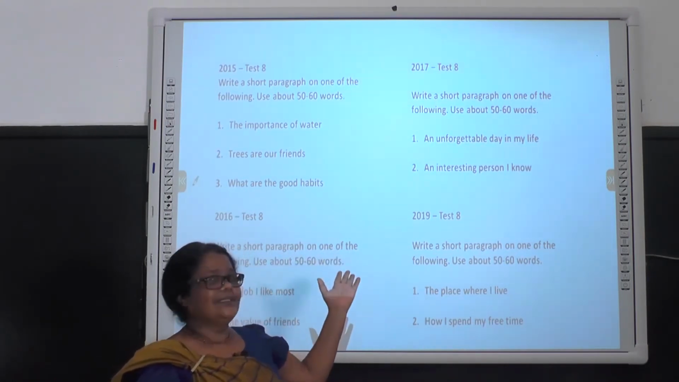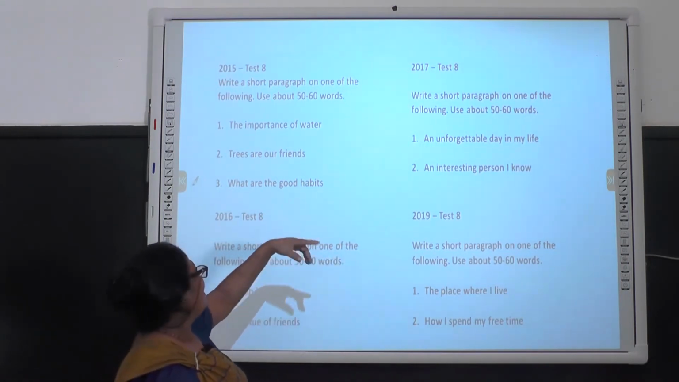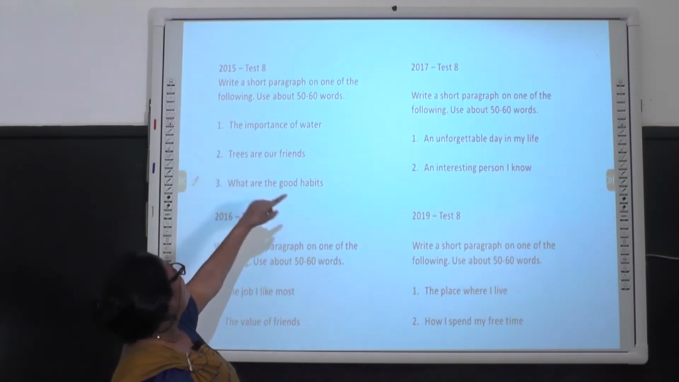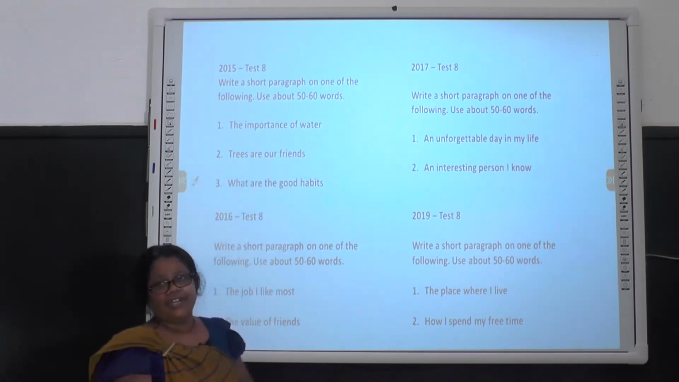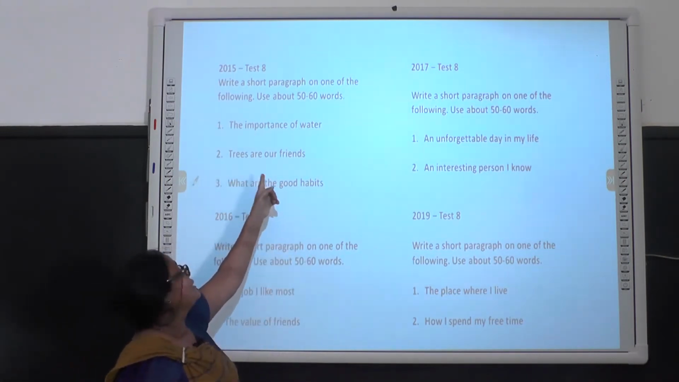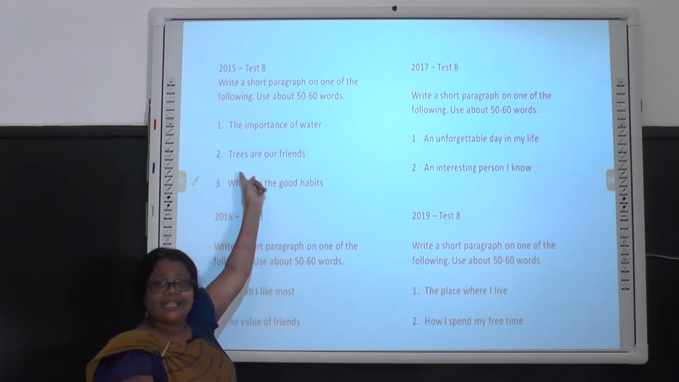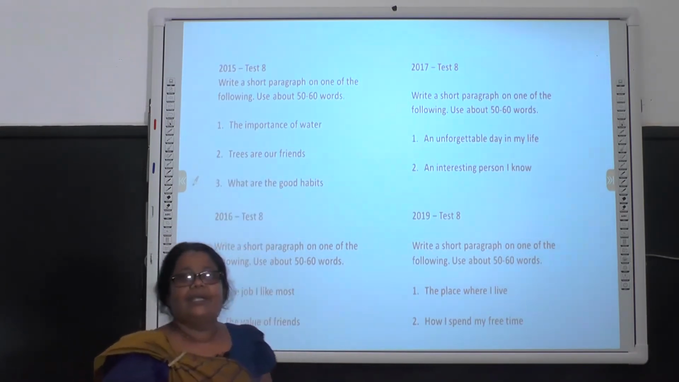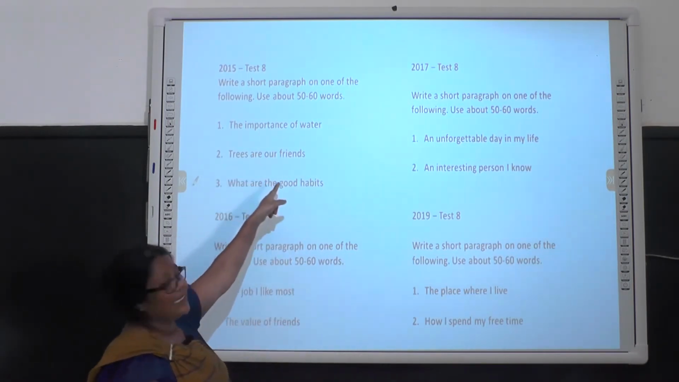Right, now look at this. I randomly select one of the topics here. Now let's see, I would like to select this one: Trees are our friends. I read and understood that trees and friends are the keywords. Remember, they are the keywords. You have to think on that. So now I have selected this one.